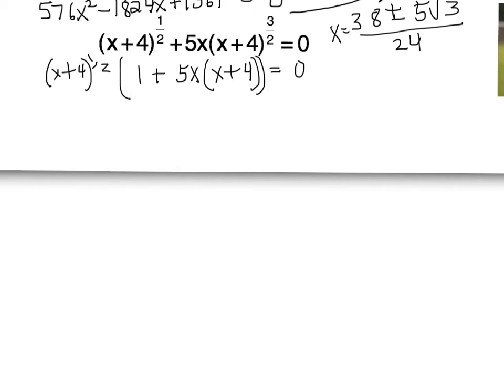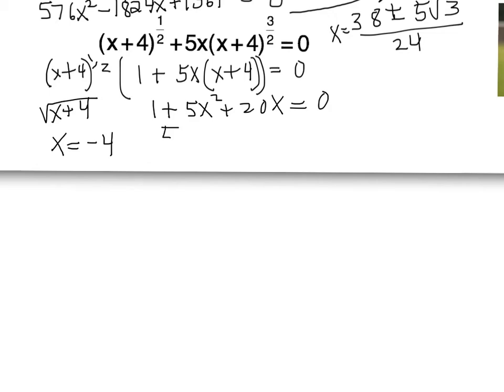Now I have two things that multiply together that equal 0. So either this is 0, and I'm going to rewrite it so you can see it better, that's the square root of x plus 4, because when you raise something to the 1/2, it's the square root. So that is 0 when x is negative 4, so there's one of my answers. And then this, let's expand this: 1 plus 5x squared plus 20x, and we want to know when that is 0. That's a quadratic. So I set that equal to 0, and I'm going to use the quadratic formula here, because I can tell right now it's not going to factor.